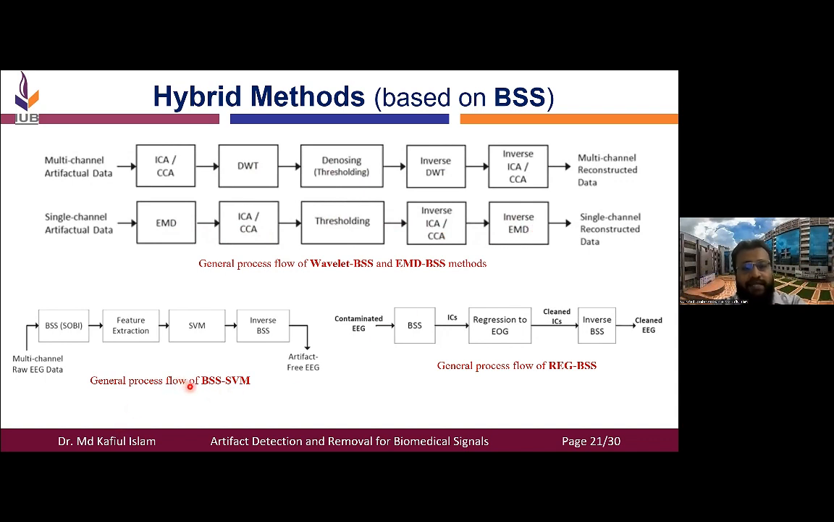And then people said, okay, why not combine the BSS with some machine learning techniques such as SVM, support vector machine, to detect and remove artifact. And then people also proposed that BSS can be accompanied with a regression technique, similar to an adaptive filtering technique, to get rid of the artifact.